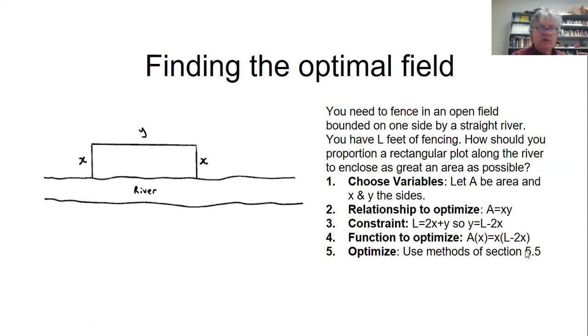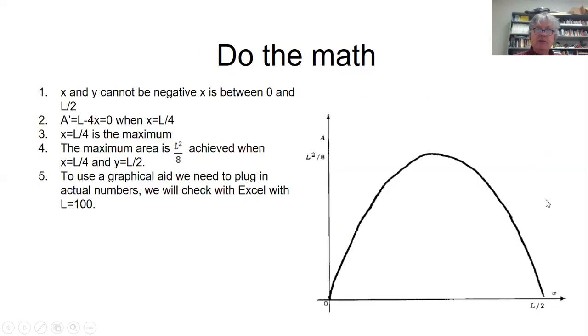Okay, so first, all these problems are kind of the same. We choose variables. So let A be the area and X and Y the sides. And the relationship to optimize is A equals X times Y. Now the trouble is, this is a function of two things, and we can only have one variable. But we have a constraint. We've got L feet of fencing, and L equals 2X plus Y. That's the total amount of fence. So we can solve for Y, and we get Y equals L minus 2X. And so now we have a function to optimize: X times (L minus 2X). And to optimize that, we just use what we've learnt.